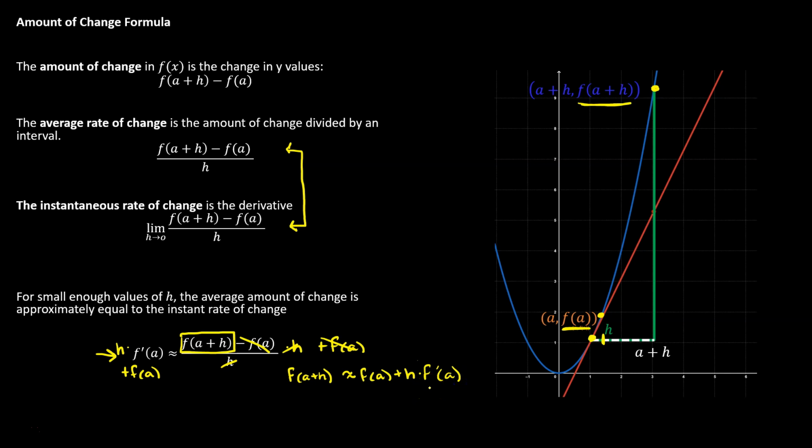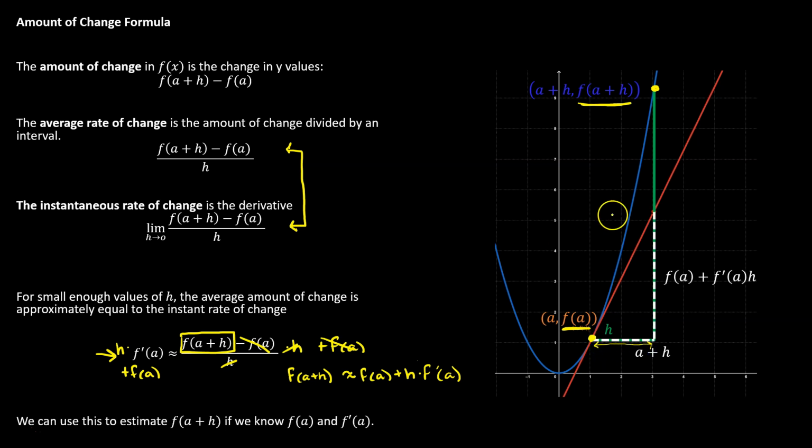In the picture, what I'm saying is that if we pick h to be small enough, which I've already admitted in this diagram h is too big, but if we were to pick h small enough, then the point that is here on our tangent line and the point that is actually on our function would look so similar that we couldn't tell them apart. And so we can use this idea to make estimations about our function at future points with only knowing two things.